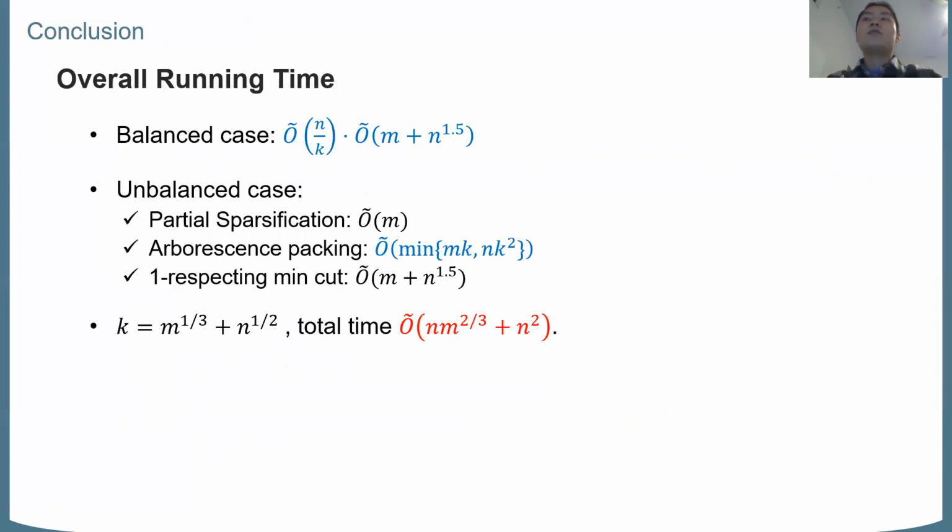In conclusion, our overall running time will be, for the balanced case, we run N over K max flows. And in the unbalanced case, the bottleneck is arborescence packing. So if we pick K to be M to the 1/3 plus root N, then the total running time will be O tilde of NM^(2/3) plus N squared, as claimed.